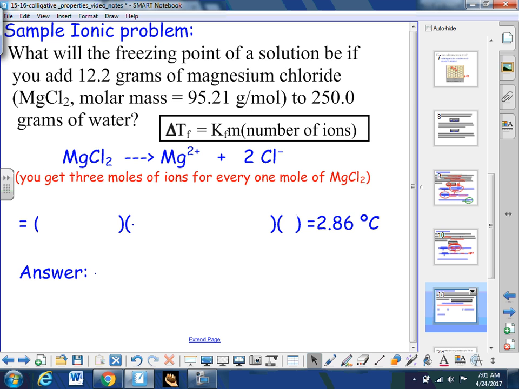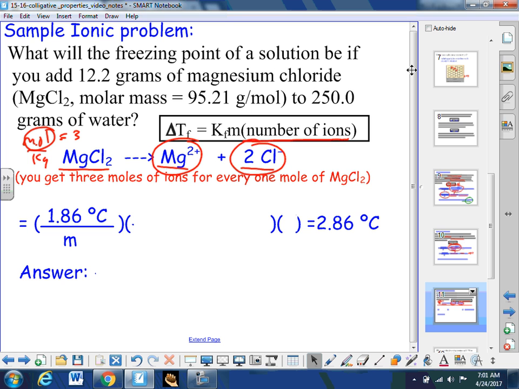Sample ionic problem. Here, we have to add one more factor. We have to multiply by the number of ions. Remember, for every 1 mole of an ionic compound that dissociates, you're going to get a multiple number of ions. In magnesium chloride, you're going to get 3 ions, 1 magnesium and 2 chlorides. And so we're going to have to multiply it by the number of 3. Again, molality is the ratio of moles of solute per kilogram of solvent. For 1 mole of this, we get 3 moles of ions. We have to multiply that by 3.